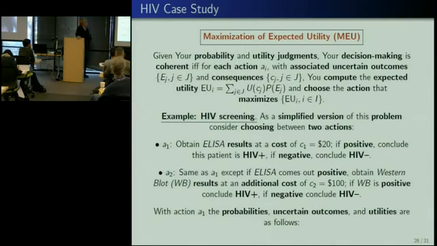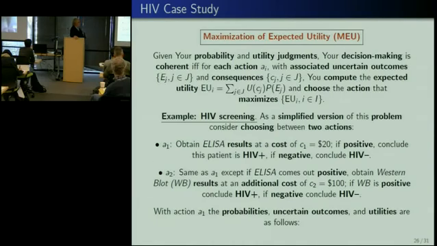If ELISA comes out positive, we obtain Western blot at an additional cost of $100, which I'll call C2. And then finally, if Western blot is positive, we conclude that the patient is HIV positive, and if Western blot is negative, we conclude HIV negative. If ELISA came out negative in the first part of this one, we declare HIV negativity. So those are the two actions we're choosing between.